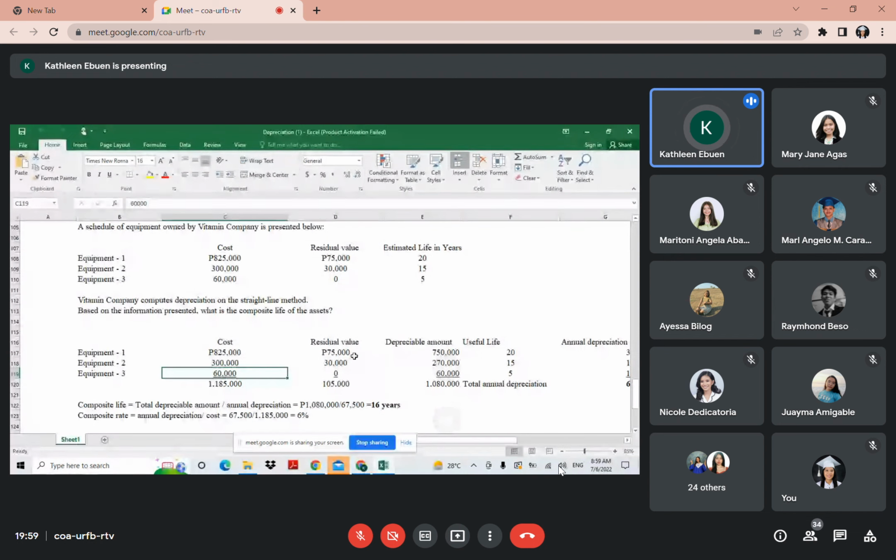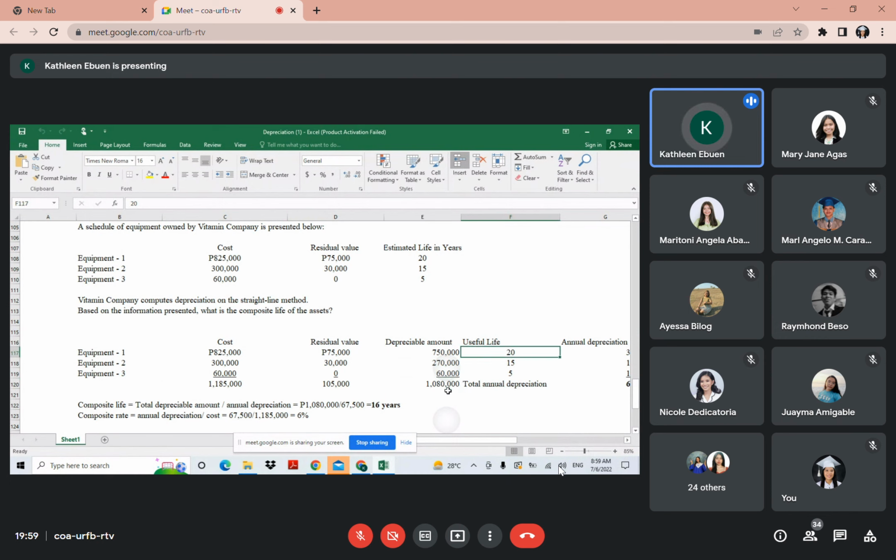So, 825,000 less 75,000, we get depreciable amount of 750,000. And then 300,000 for equipment 2 less 30,000 residual value, we get 270,000 depreciable amount. The equipment 3, 60,000 cost, wala daw siyang residual value. Therefore, ang depreciable amount niya is 60,000. So, kunin daw natin yung total depreciable amount which is 1,080,000. Then, kuhanin daw natin si annual depreciation.